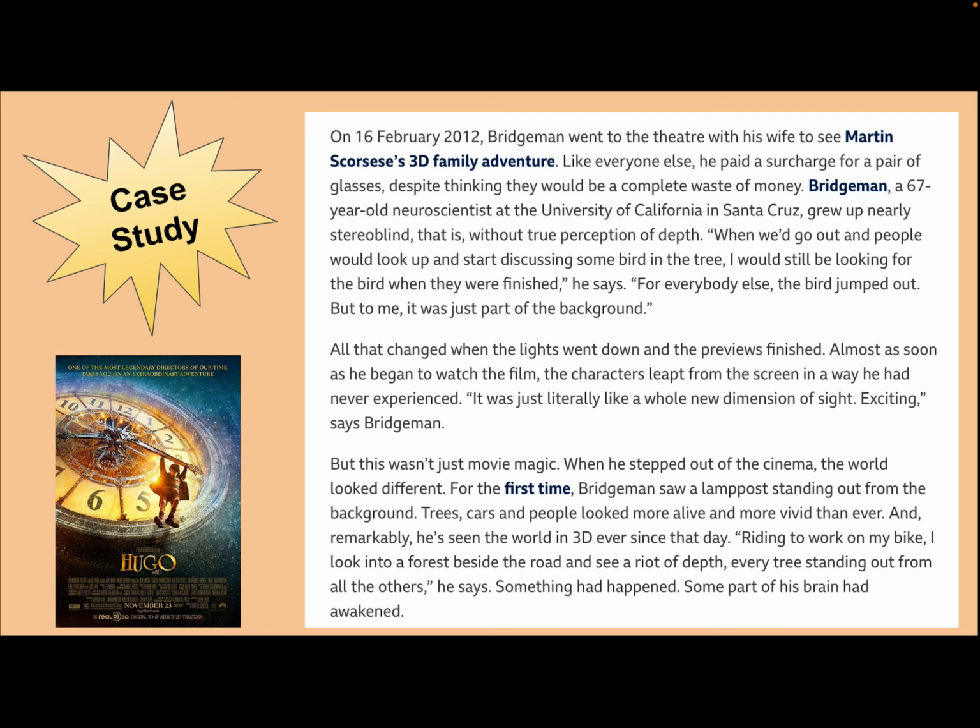So this man was not able to see depth for his whole entire life, and at 67 years old, he went to a 3D movie, and pretty soon after the movie started, he was able to see it in 3D with the glasses, and even after he took his glasses off, he was able to see depth for the rest of his life. It was like this part of his brain had been awakened, right? Like these neurons that had not been activated before were now activated. I bet he regretted not going to a 3D movie sooner.